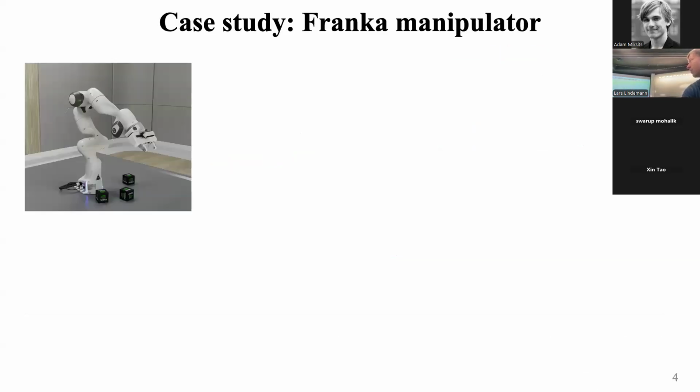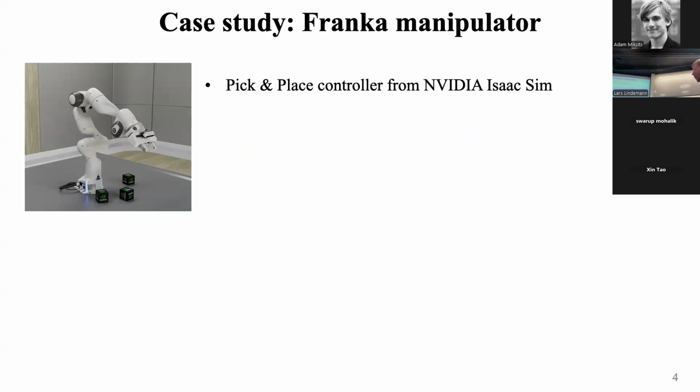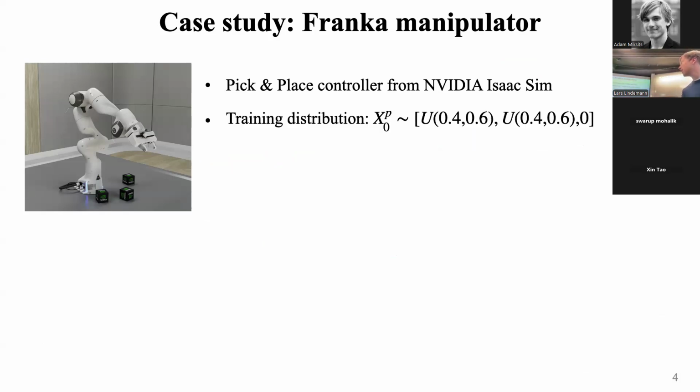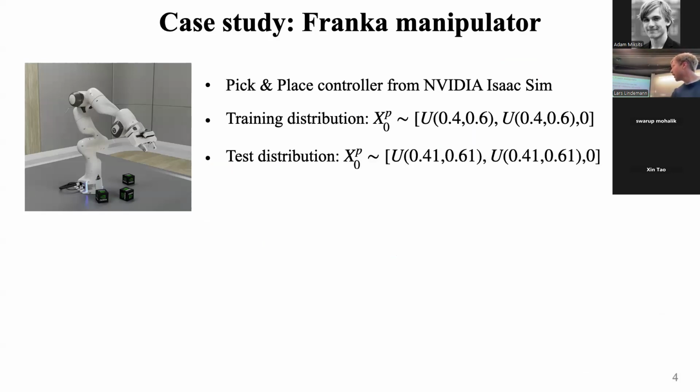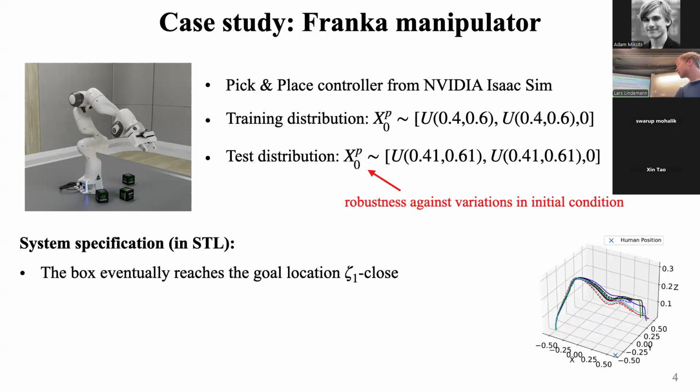Very briefly, we have some experiments on a Franka manipulator in simulation, I should say. We have a pick and place controller that's taken from NVIDIA Isaac Sim. We have a training distribution of initial conditions that is given like this. So we have uniform distributions of the manipulator's X and Y position. And then I forgot what the third state was. And then we have a test distribution that changes slightly. It's still uniform, but we vary it. And as you know, these RL controllers may be sensitive to initial conditions. So that's what we want to analyze here: robustness against variations in initial conditions.